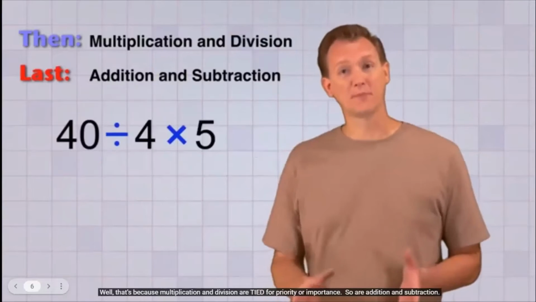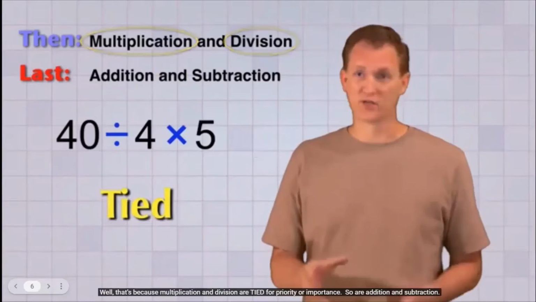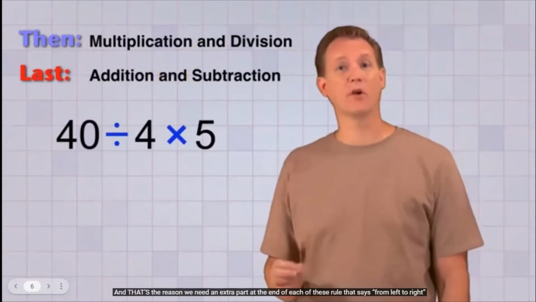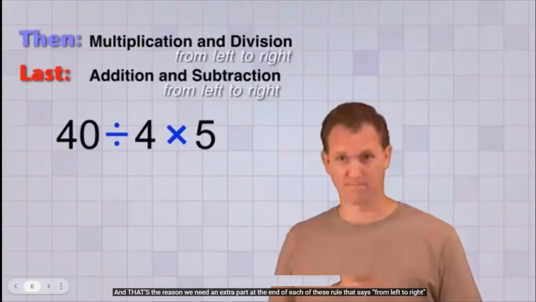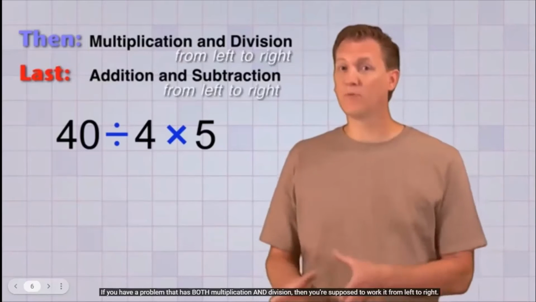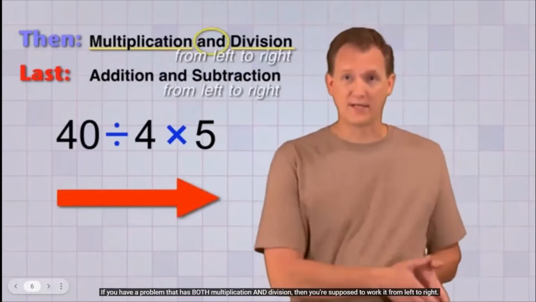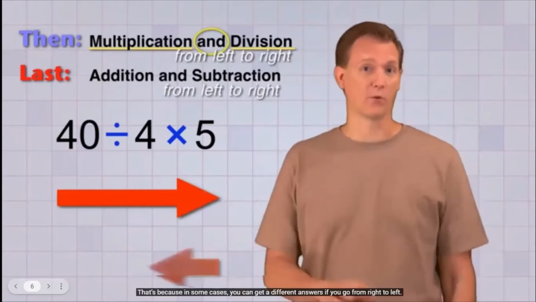Well, that's because multiplication and division are tied for priority or importance. So are addition and subtraction. And that's the reason we need an extra part at the end of each of these rules that says from left to right. If you have a problem that has both multiplication and division, then you're supposed to work it from left to right. That's because in some cases, you can get a different answer if you go from right to left.